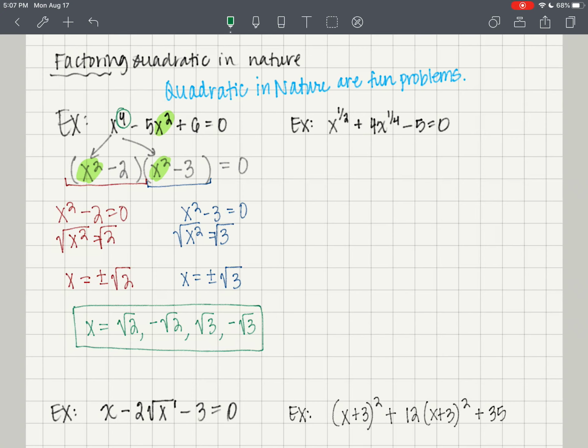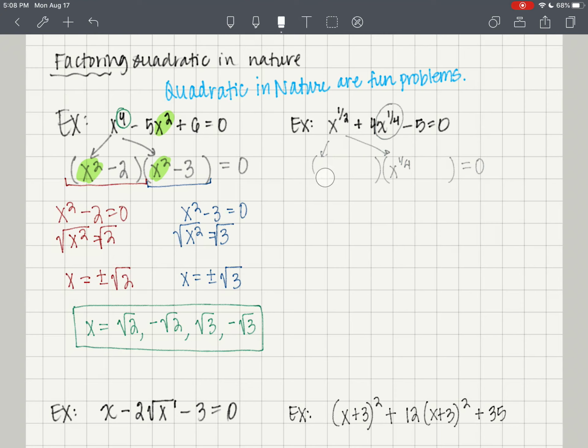So let's try another. x to the 1/2 plus 4x to the 1/4 minus 5 equals 0. This again is quadratic in nature. So we're going to try and factor. So what do I multiply to get back to x to the 1/2? Well, this middle term is an x to the 1/4. So x to the 1/4 times x to the 1/4 is going to equal x to the 1/2.